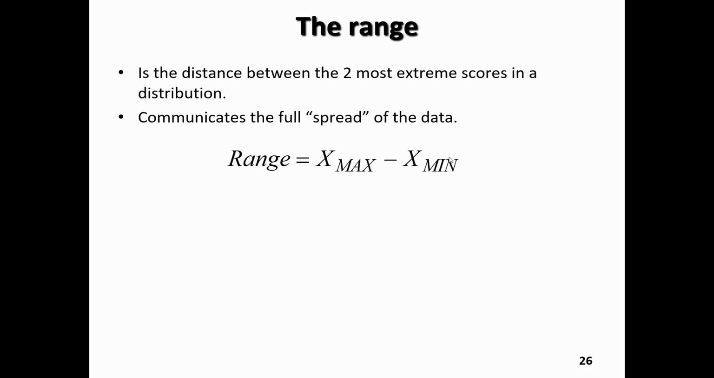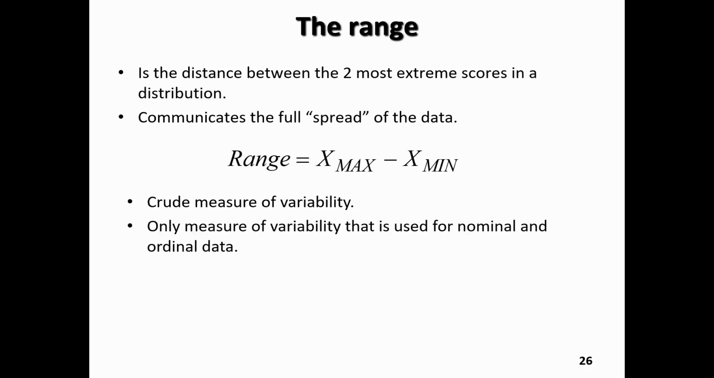Mathematically, it's simply calculated as the highest score, the greatest score among a group of numbers, minus the lowest score in that group of numbers. That provides us with the range of the data. Now, the range is considered a crude measure of variability and the simplest one to calculate. If our data is in the form of nominal or ordinal data, then the range is the only measure of variability that can be used.